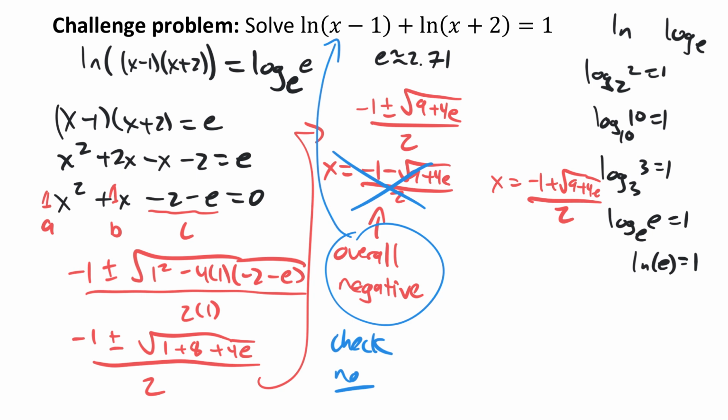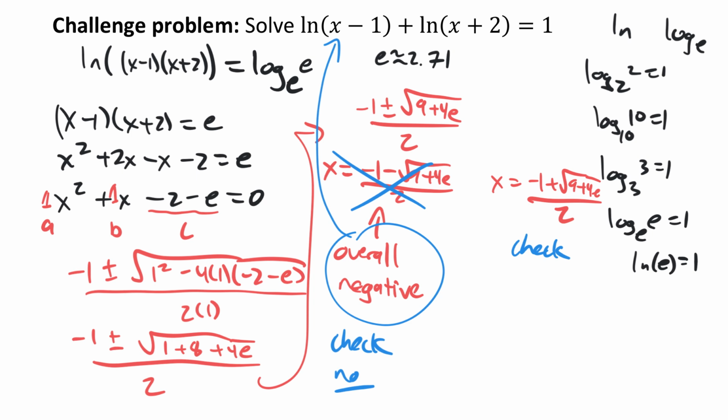On the other side, however, if you were to take this number and you were to check it, if you plug this into the x minus 1, because the 9 plus 4e will be large enough, even though you root it, you're still going to be bigger than 1. So when you subtract off a 1, you'll be all right.